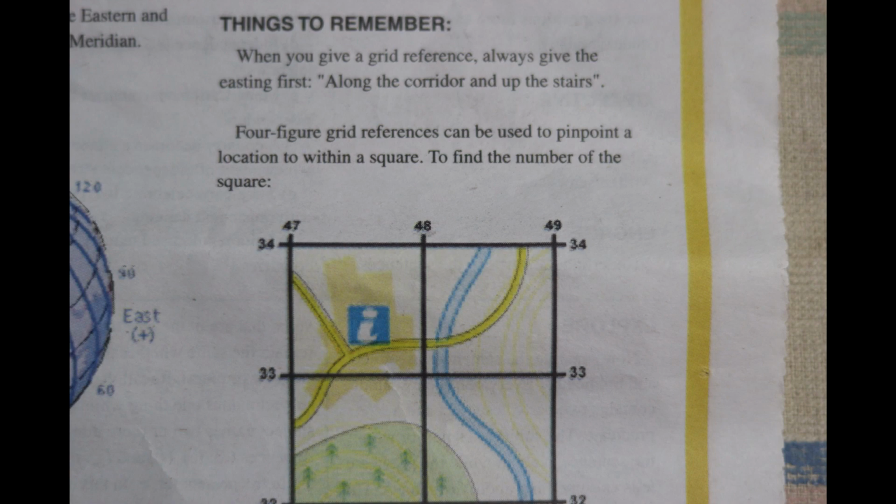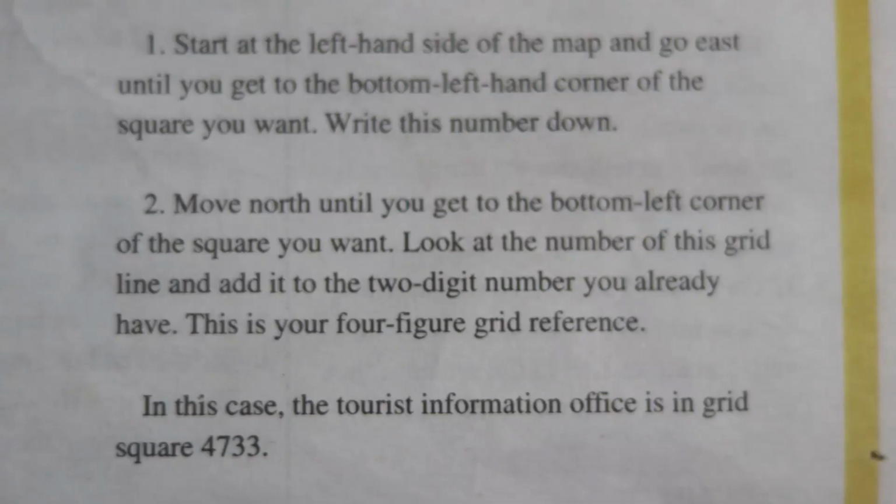To find the number of the square, 1. Start at the left-hand side of the map and go to the east until you get to the bottom left-hand corner of the square you want. Write this number down. 2. Move north until you get to the square you want. Look at the number of this grid line and add it to the 2-digit number you already have. This is your 4-figure grid reference.